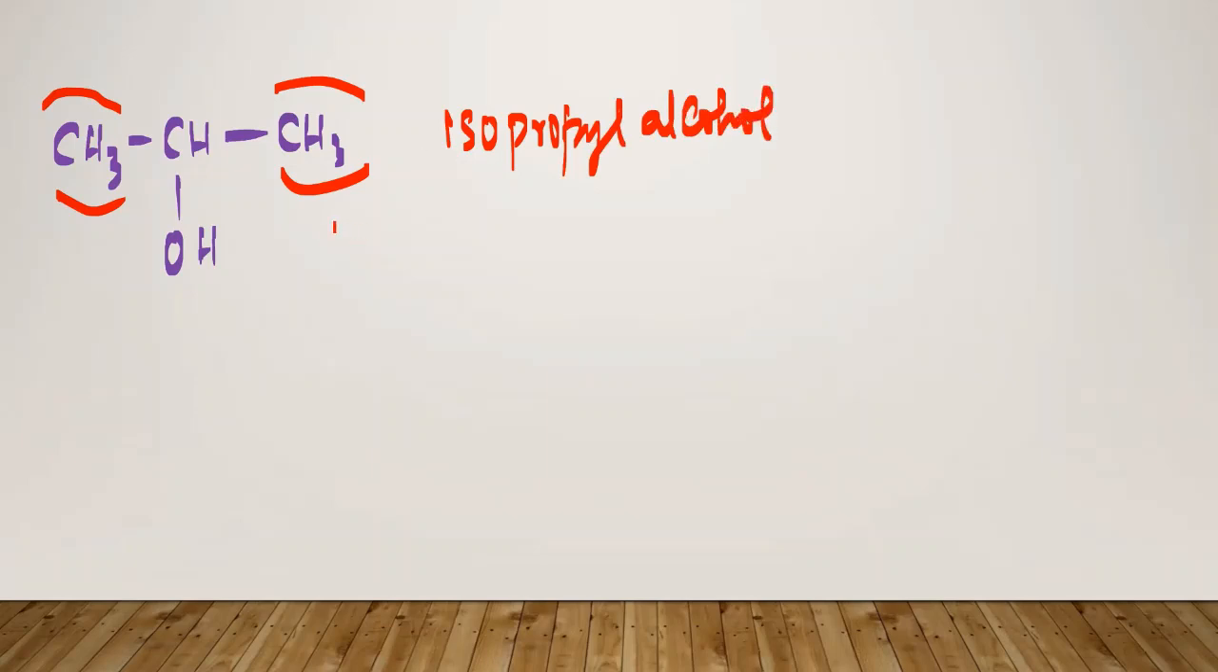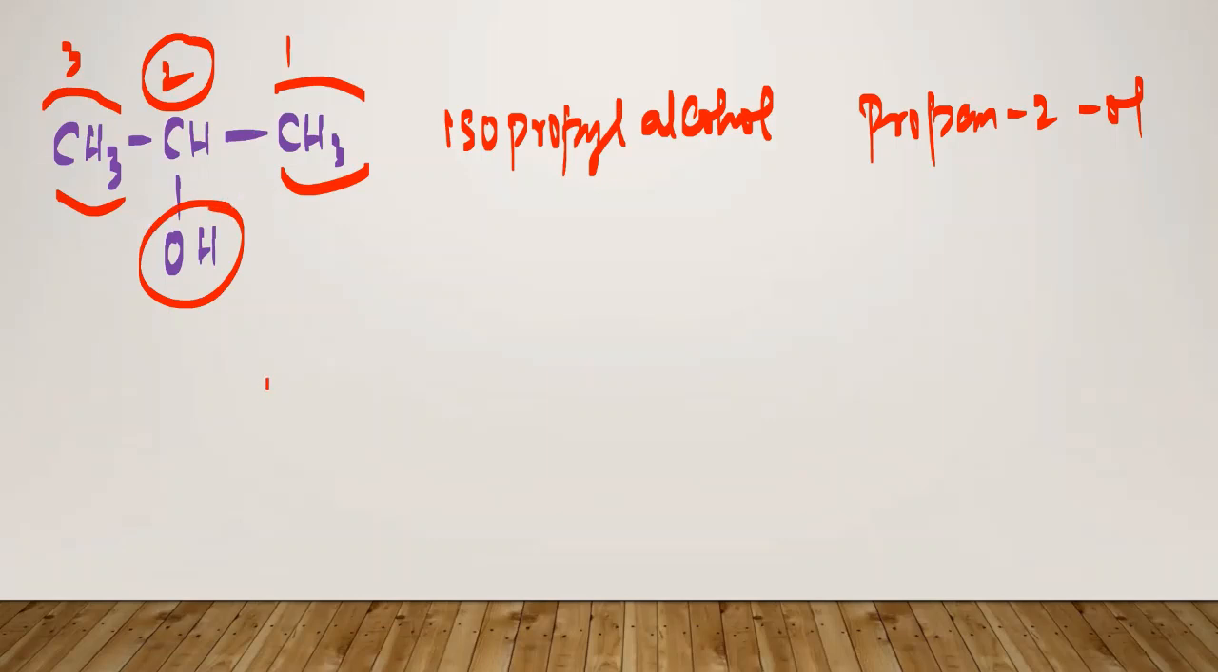But when we look at its IUPAC nomenclature, it's 1, 2, and 3. So it will become propan-2-ol, because on the second carbon we have the OH group. So it's propan-2-ol, my dear friends. So remember, iso is used when you have 2 similar alkyl groups, CH3 and CH3. So remember, it's only used for 2 similar alkyl groups in a particular compound. So let's go further.